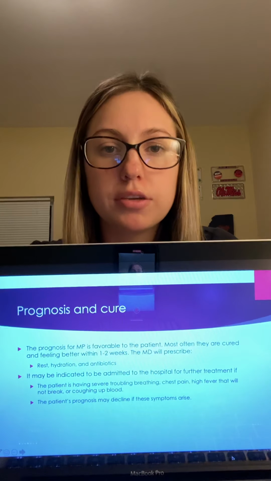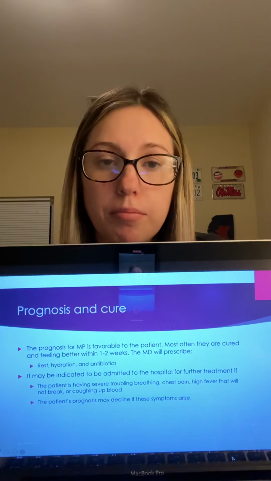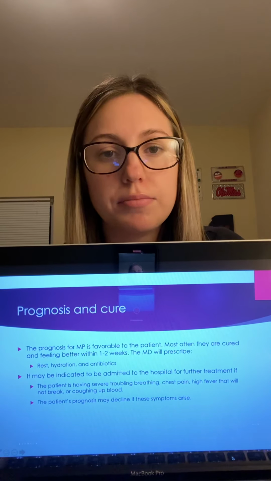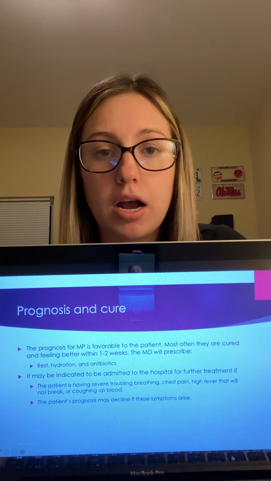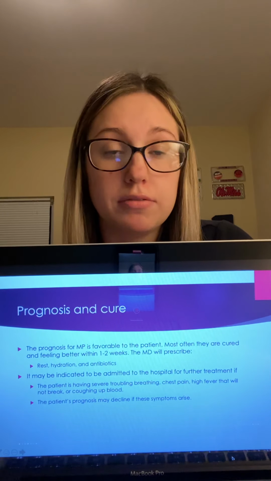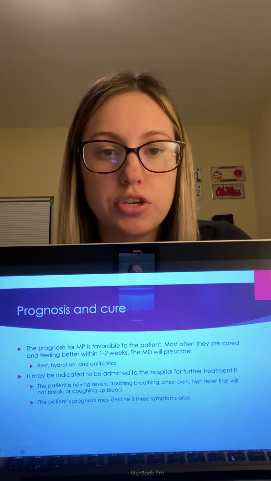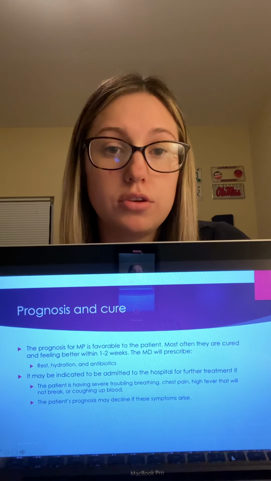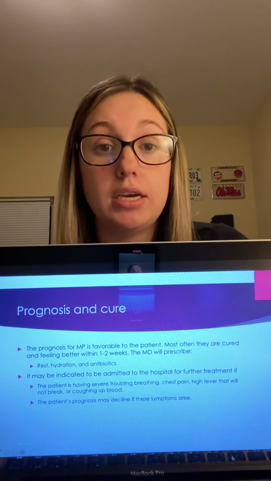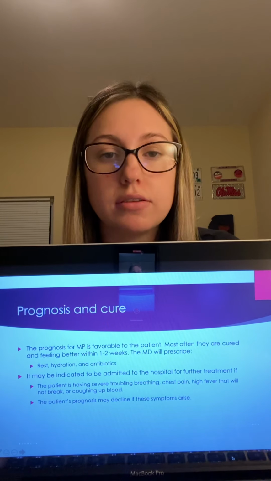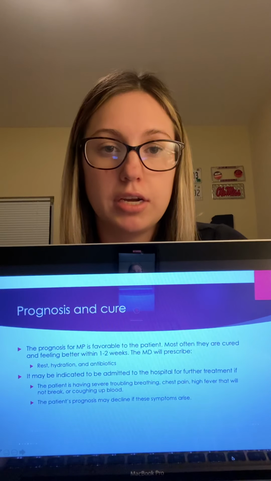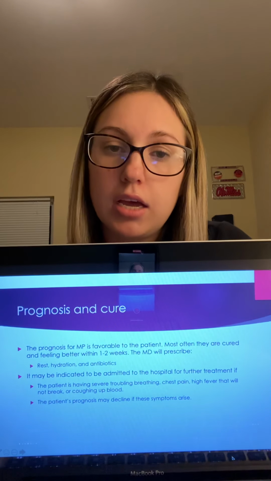Okay, so the prognosis for this, for the patient, it's usually favorable. So you're going to be prescribed, for one, a round of antibiotics and rest and hydration from the doctor. So it's cured that way, typically: you take your antibiotics and you rest and you hydrate, and this should kill the bacteria that is in there causing this.